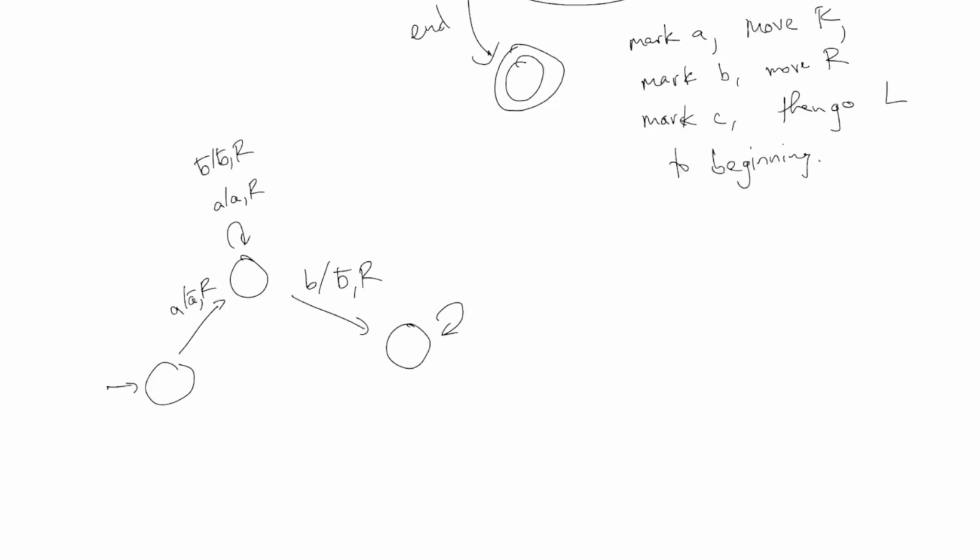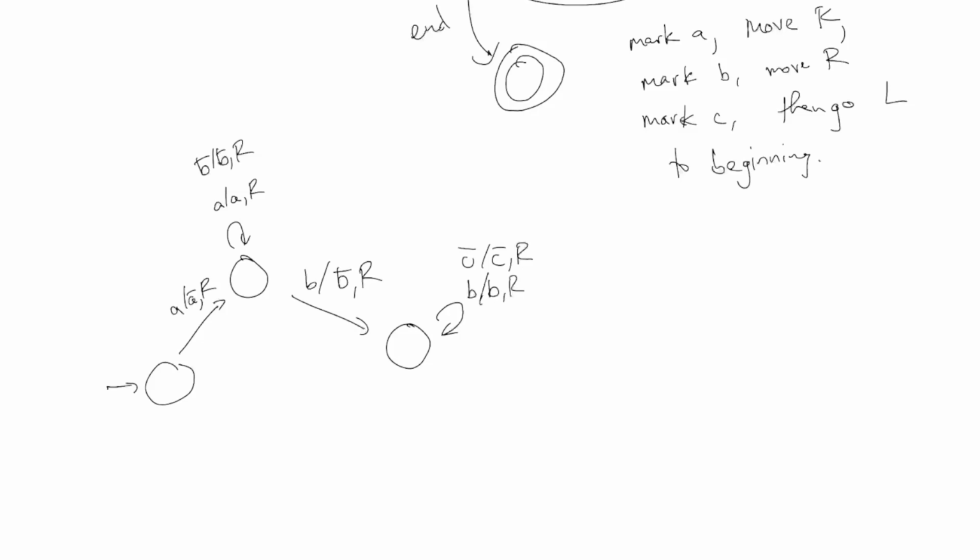What are the labels that I need on this loop? B to the right, and then C bar to the right. B B R, he says, like that, and C bar R. At this point, between the B's and the C's, I have to move past some B's, and also I may have to move past some previously marked C's. Excellent.